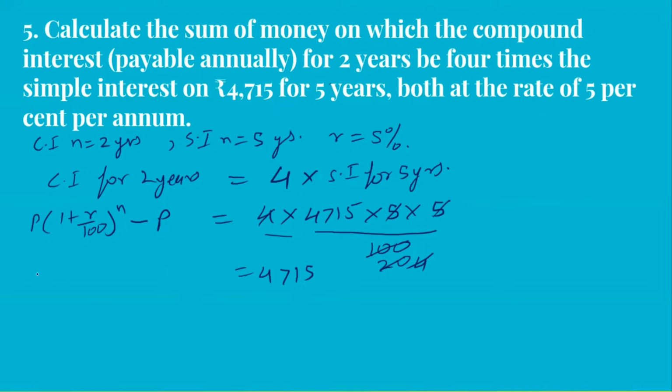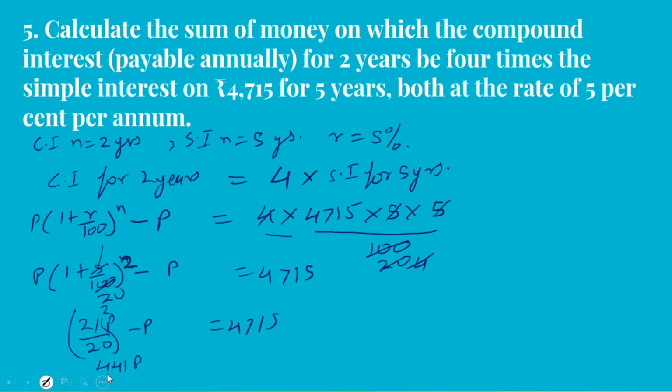So you have P(1 + 5/100)^N minus P. So 5 ones are 5 and 5 20s are 100, rate here. Period is 2 years over here. So 20 plus 1, 21. So we have (21P/20) squared minus P is equal to 4,715. So 21 squared is 441P upon 400.